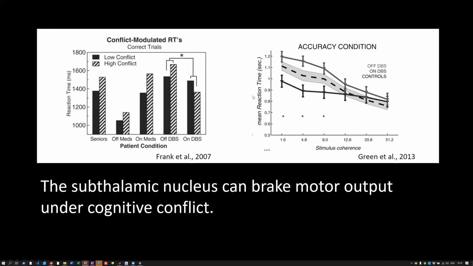And we have formalized this in another behavioral publication. This is a study by Nikos Green, published with Andrea Kuhn as last author, my mentor and head of the neuromodulation unit. You can see that there's stimulus coherence on the x-axis, which is an indirect measure of difficulty in decisions. The lower the coherence of these stimuli, which was a moving dots paradigm, the stronger was the reaction time effect of DBS, which shows that if a difficult decision is to be made, DBS leads to more impulsive reactions.